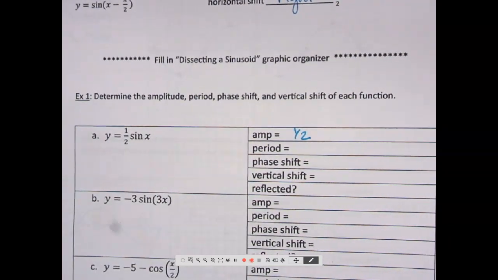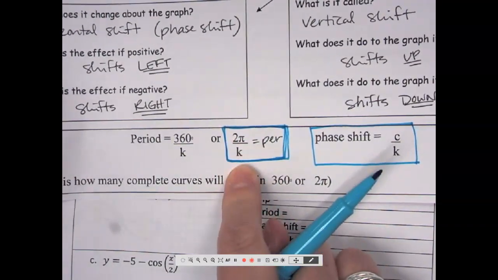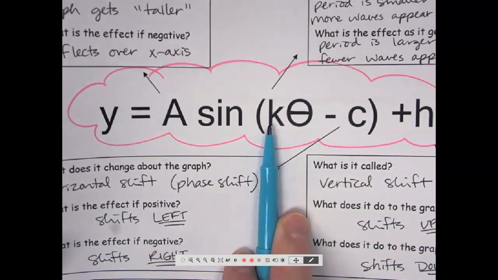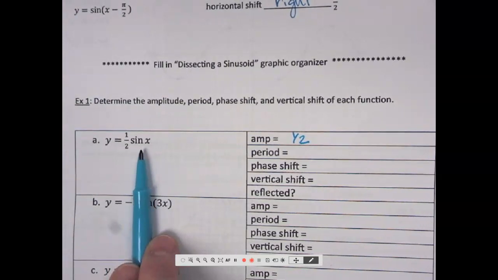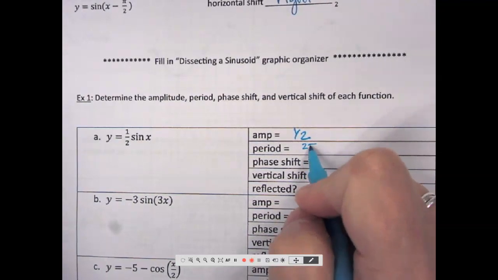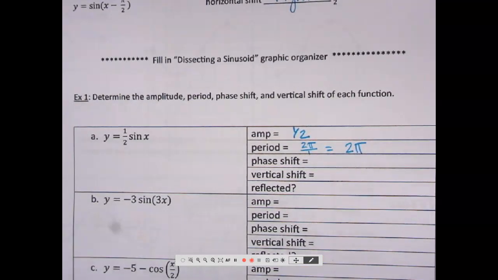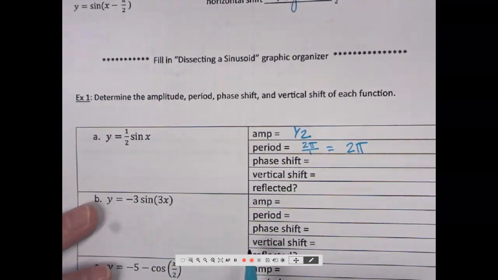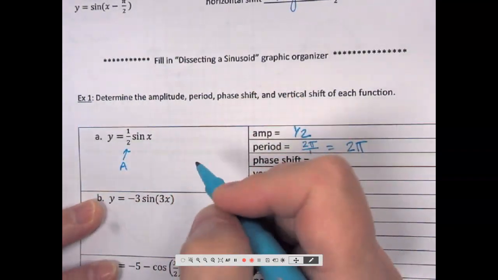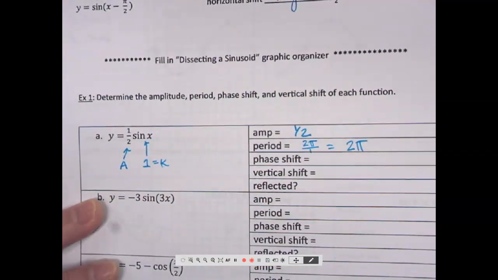Okay, the period. Let's go back to my sheet here. The period is determined by 2 pi divided by k. K is in front of theta, or it could be an x, whatever's representing the angle. What number's in front of x? 1. So the period is 2 pi over 1, which is just 2 pi. So the period has not been changed here. You know what? I'm going to do this little note here. This is my A. I should have done this. And then there is a 1 in front there. That is the K.